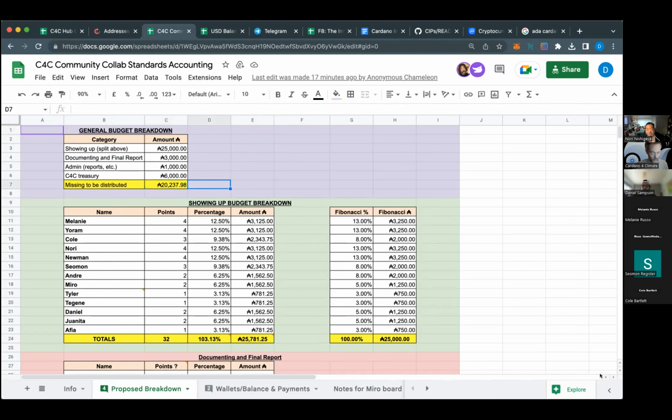And this isn't even the spreadsheet that we're working on. I'm not sure where this came from. It might have been copied and pasted from something else.